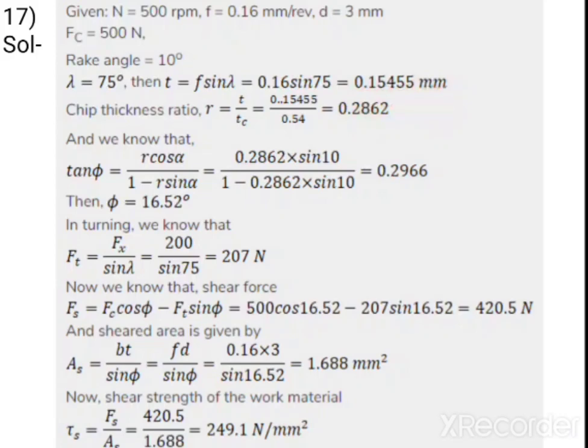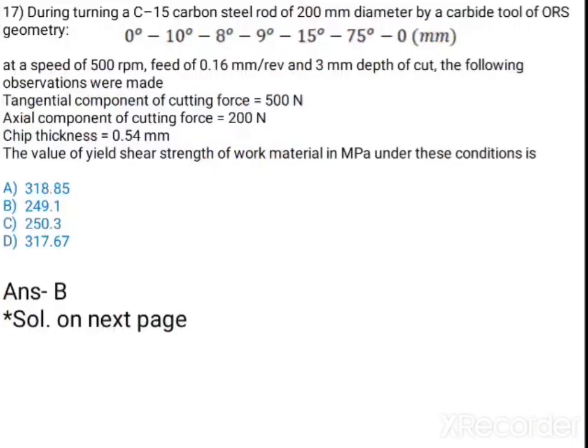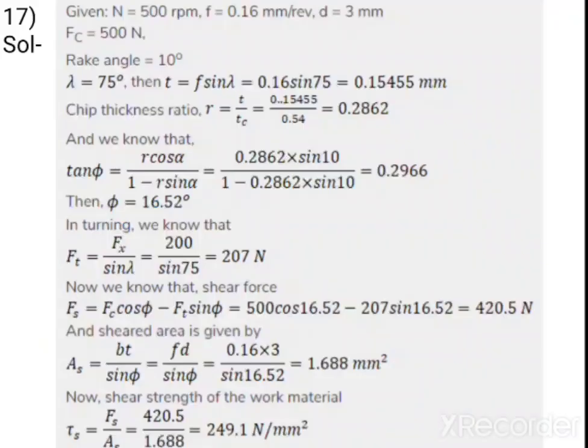Then how to find the chip thickness ratio? By using the regular formula: chip thickness ratio r is equal to t by tc. You just put the value of 0.15455, and tc is 0.54, just put here what we are getting, 0.54.